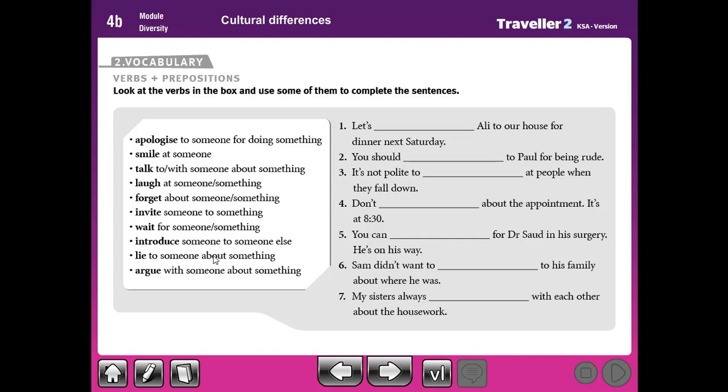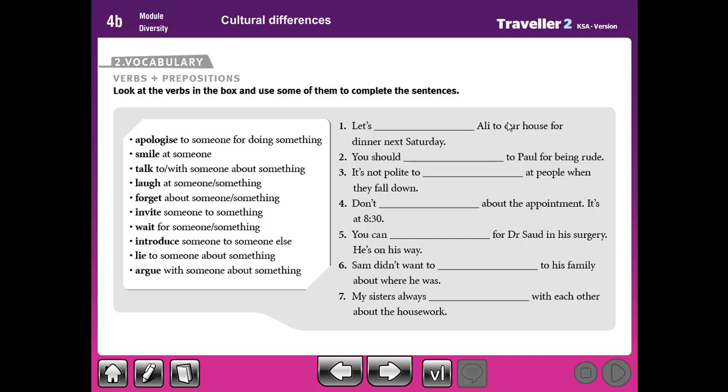Lie, he lied to me about the problem or the result of the test. So lie, not to tell the truth, right? Argue with. Argue means to discuss something angrily, right? With someone. So he argued with me about the problem or something, anything, right?